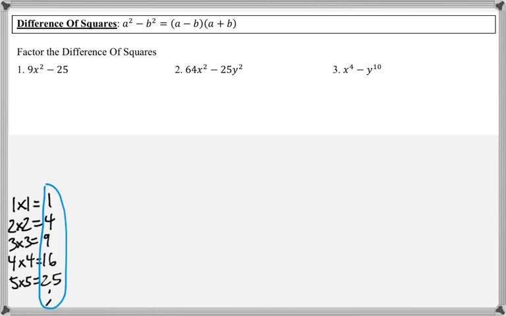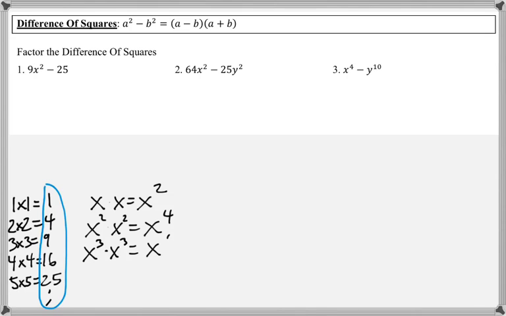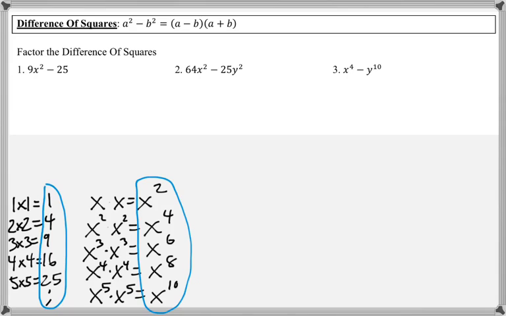And if we look at variables, if you take x times x, you get x squared. X squared times x squared is x to the fourth. X cubed times x cubed is x to the sixth. X to the fourth times x to the fourth is x to the eighth. And x to the fifth times x to the fifth is x to the 10th. So basically any variable with an even power is a perfect square. These are the types of numbers that we're looking for here.